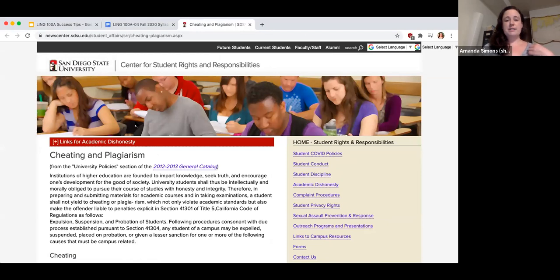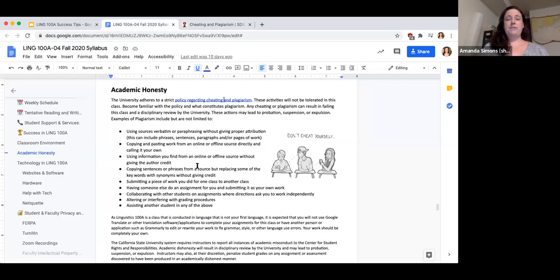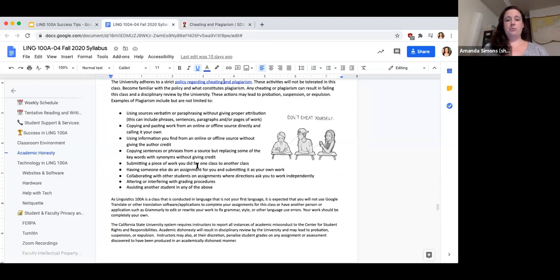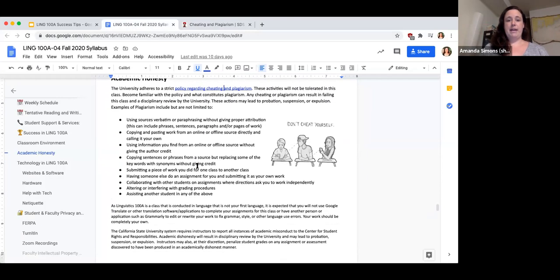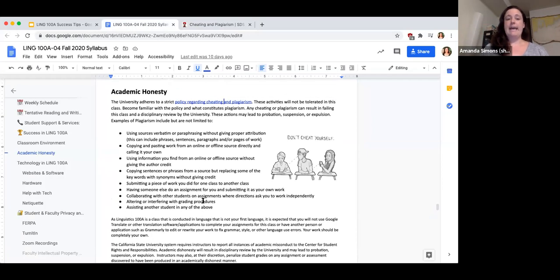So it is not just something that is specifically for this class, it is a policy that is for the whole university. So this will be the policy in this class, and it'll be the policy in all your other classes at San Diego State University. I encourage you, if you can, take a moment and read through the policy through that half page so that you can become familiar with the academic honesty policy at San Diego State University.